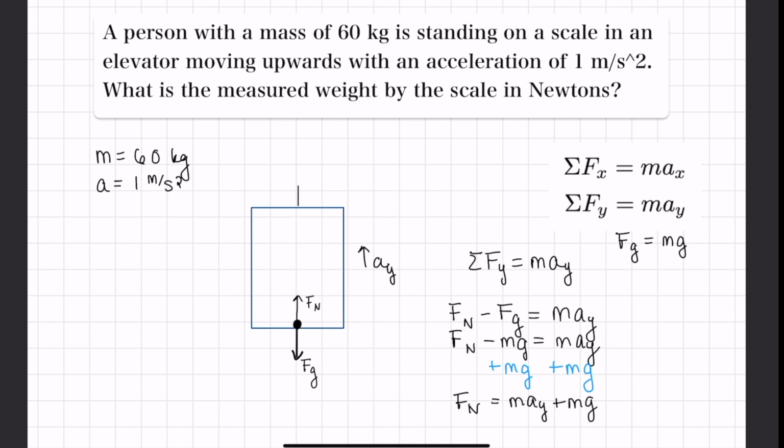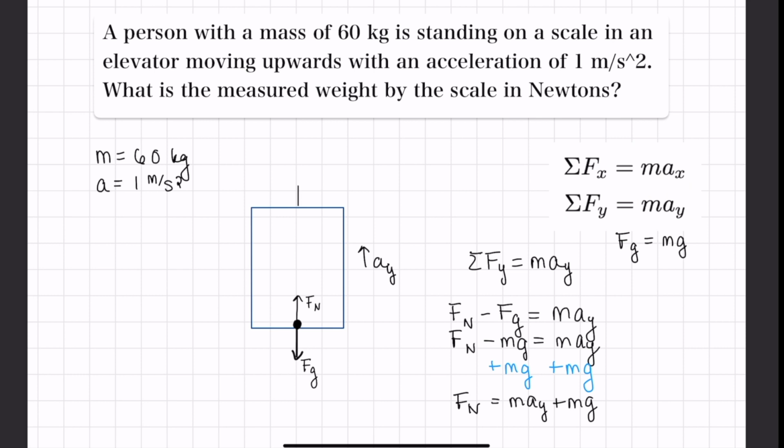So I kind of want to pause and just stop here to say when the acceleration is upward, then that means that the normal force has to be greater than the gravitational force in order for that to be true. And you should be able to see from this, I hope, that if the acceleration were downward, that means that the normal force has to be smaller than the gravitational force in order for the acceleration to be pointing downward.